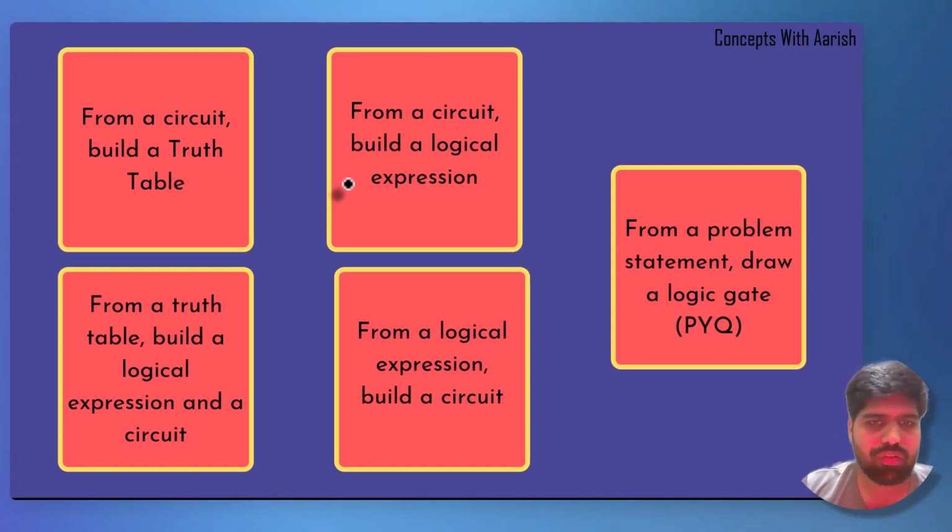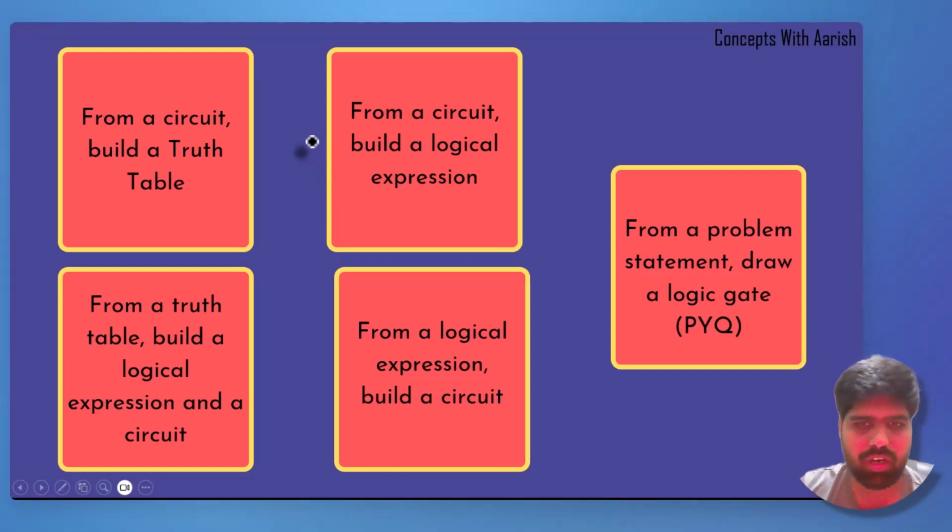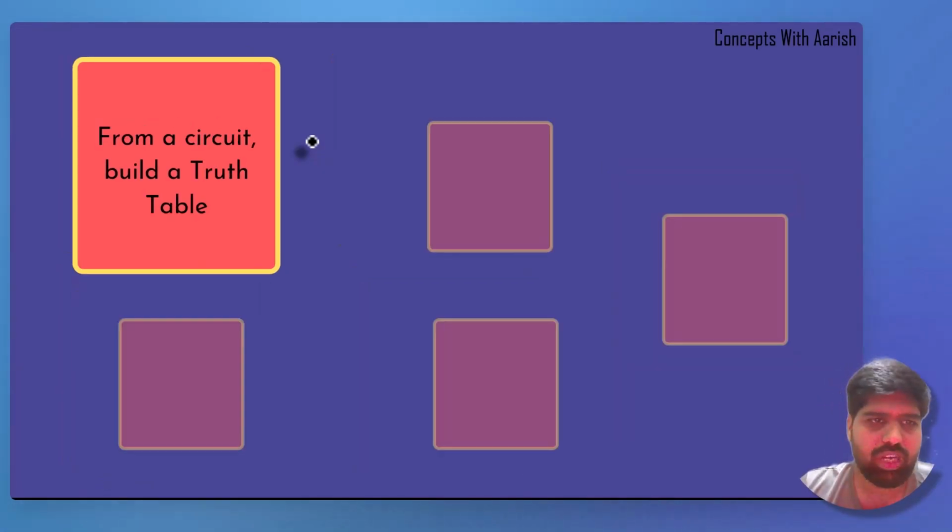Today we are going to discuss what kind of questions come in the past papers regarding logic expressions. First of all, over here we have 5 different types of questions that normally come in the paper. We will discuss them one by one, starting with building a truth table from a circuit.